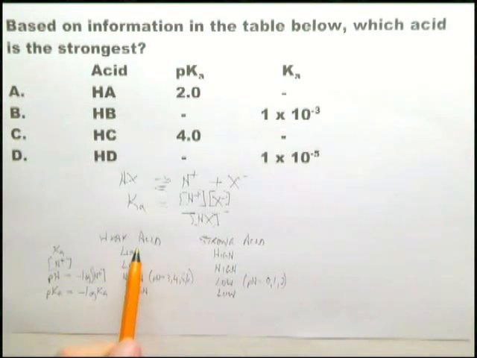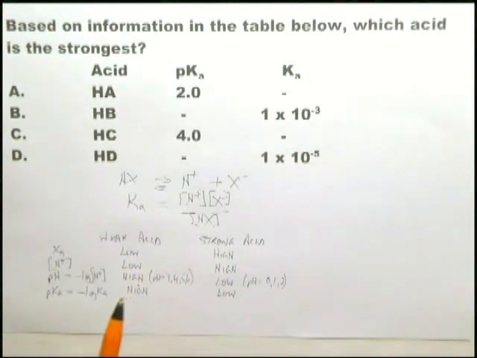There are two ways of looking at this table. Either you have a weak acid which is not completely dissociated and a strong acid which is completely dissociated, or you have two weak acids, and this is the stronger of the two. So these highs and lows are relative.